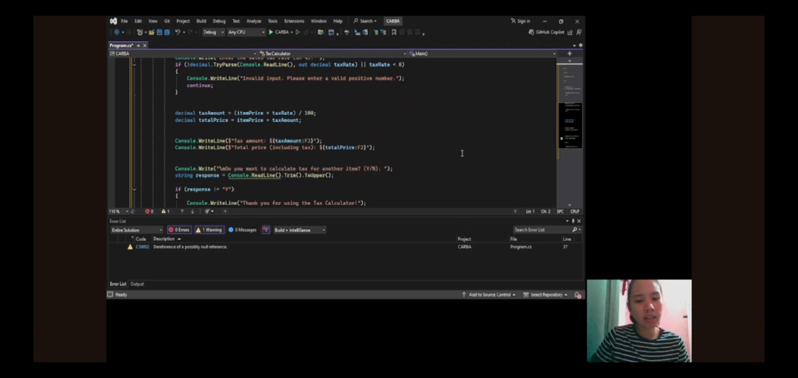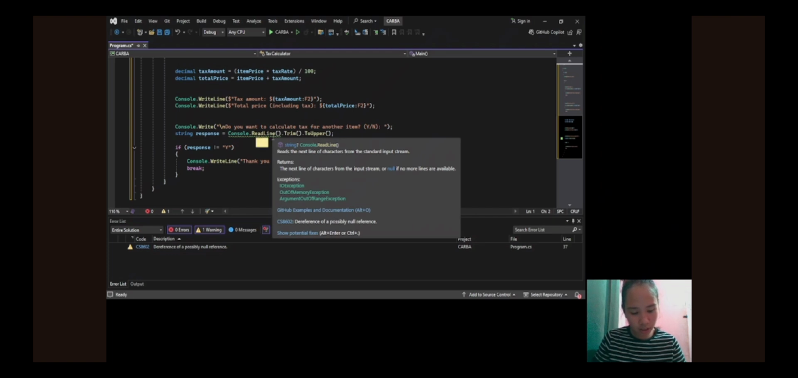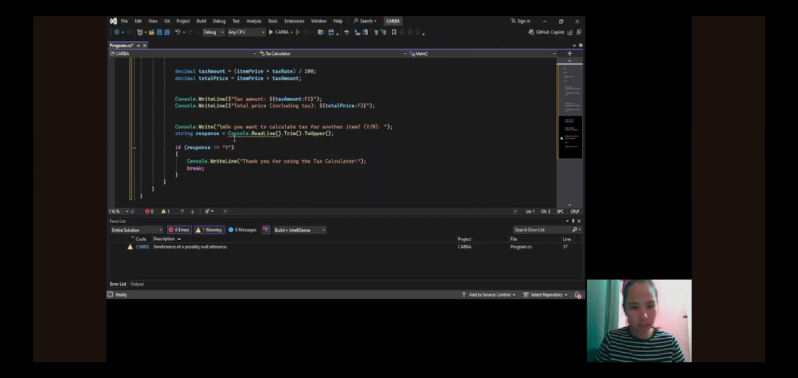So Console.WriteLine, Total price including tax. It prints the total price including the tax. The next line is Console.Write, Do you want to calculate tax for another item? It asks the user if they want to perform another calculation. Then the response is read in the next line, string response equals Console.ReadLine, with trim and ToUpper.